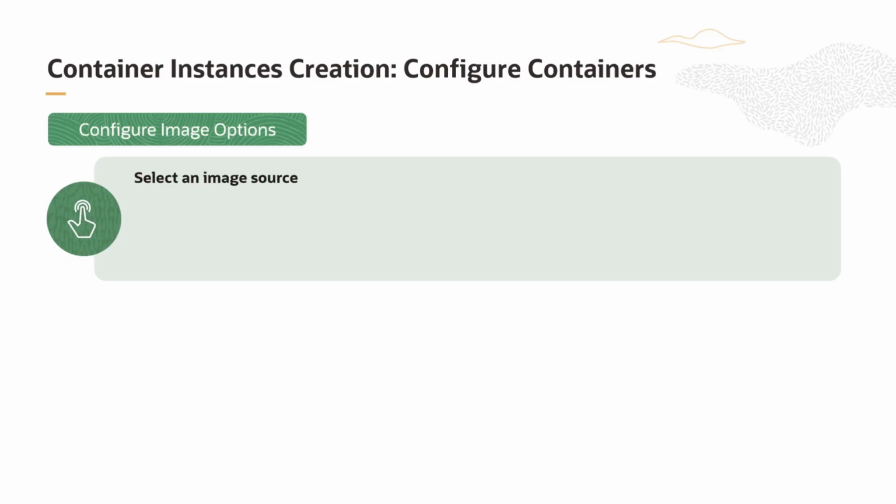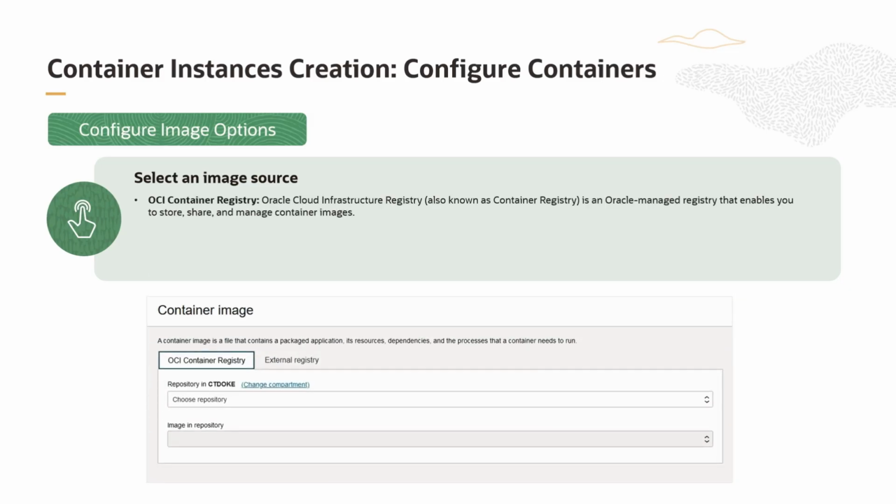Firstly, you'll need to enter a name for the container. This name doesn't need to be unique, as each container is uniquely identified by its OCID. However, it's advisable to avoid entering confidential information for security purposes. Next, under the image section, you'll select the container image for your container.